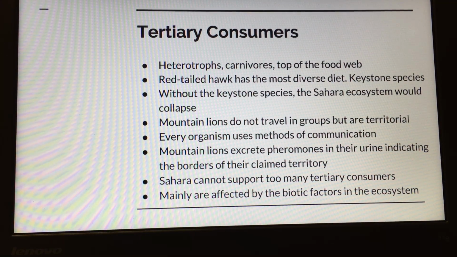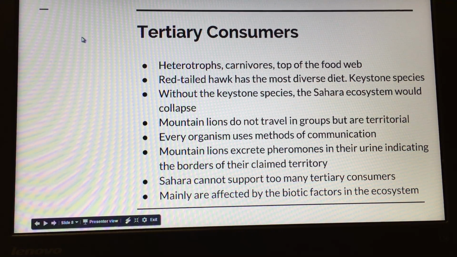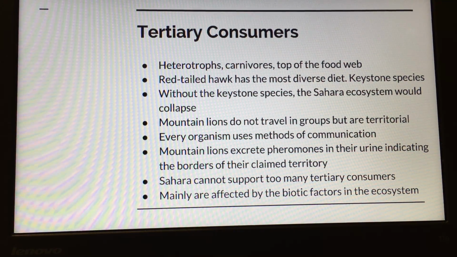The tertiary consumers, which is the top trophic level, are heterotrophs. They are carnivores. The red-tailed hawk has the most diverse diet out of every organism in the ecosystem, and it is a keystone species. Without the keystone species, the Sahara ecosystem will collapse, because the keystone species regulates the population for many, many other species, and it maintains balance in the ecosystem.